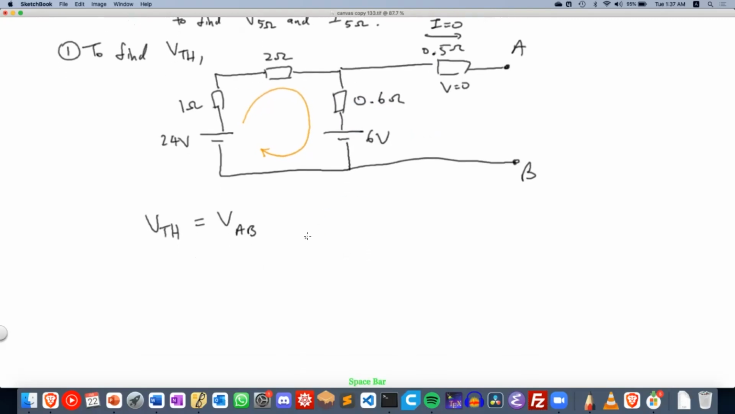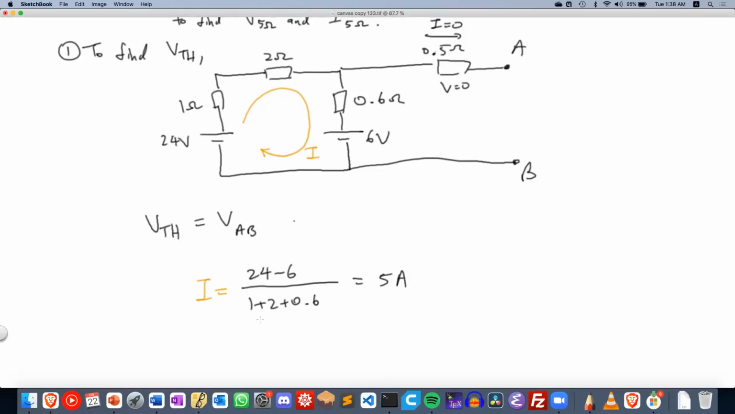So how much current is flowing through the circuit? The current I is going to equal the net, the algebraic sum of the voltage sources, which is 24 minus 6 volts because they are opposing each other. Then what's the total resistance? It's going to be 1 plus 2 plus 0.6. Punching into the calculator, we get that this is 5 amperes.